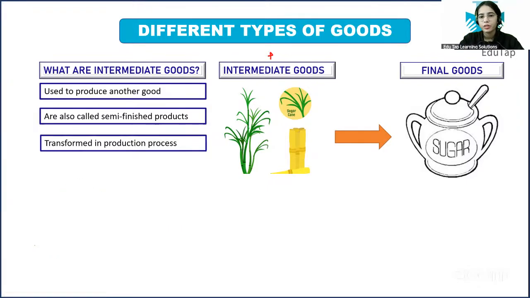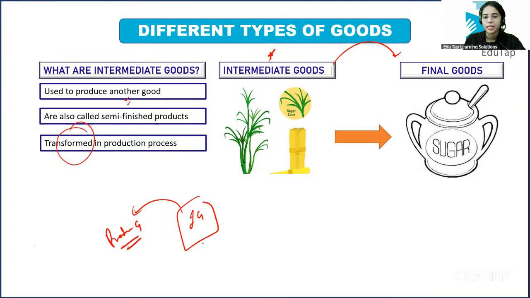So intermediate goods are the materials that are used to produce another good. They are used in the production process and they transform in the production process. So can we say intermediate goods are a category of producer good? Yes, they are a category of producer good, because they are used in the production process.